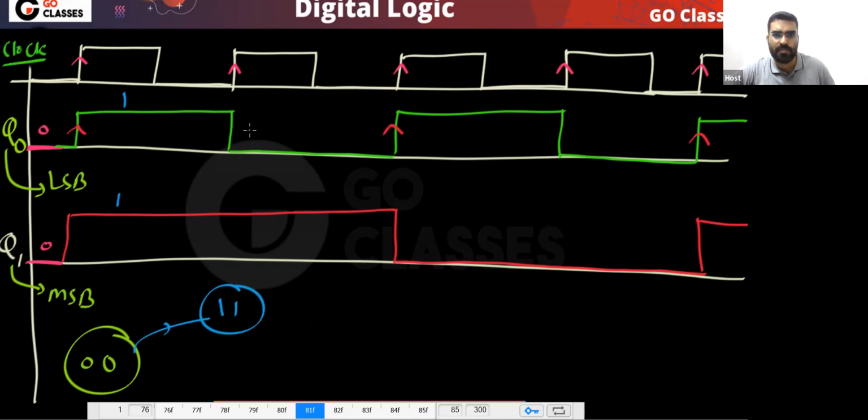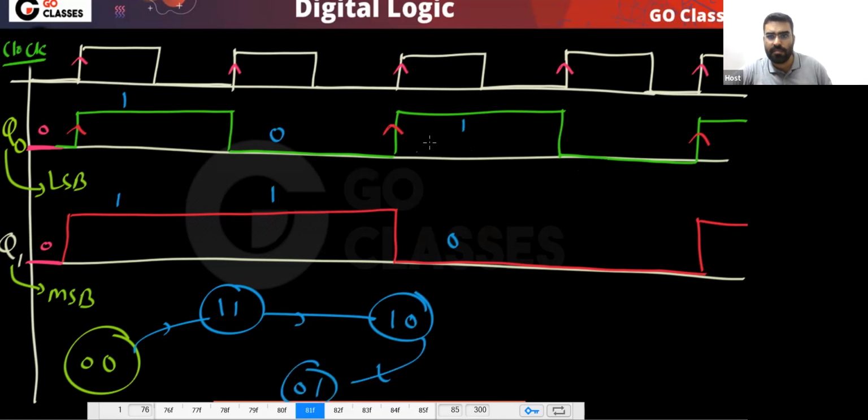Now, after that, what is happening? Remember MSB is Q1, so they are becoming 1, 0. After that, they are becoming 0, 1. After that, both are 0, 0. After that, both are 1, 1. So this is the counting sequence. Yes or no? The counting sequence will be like this.